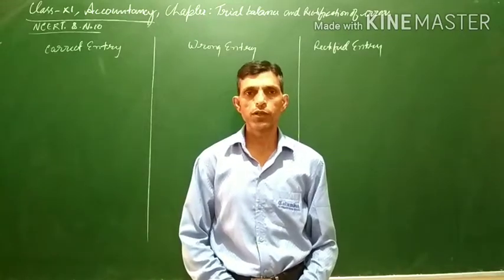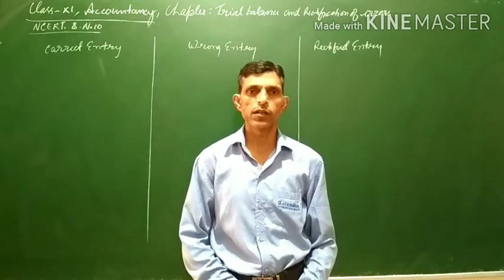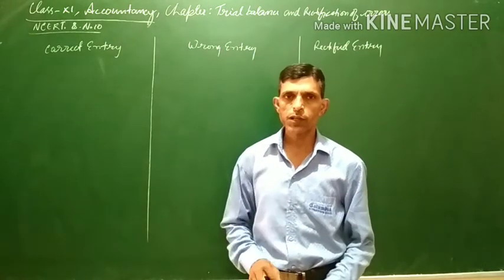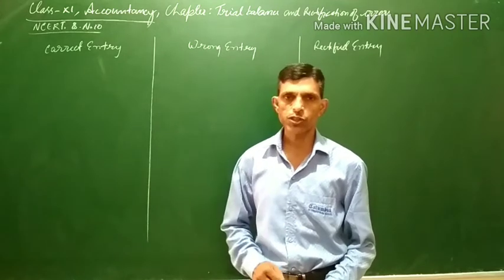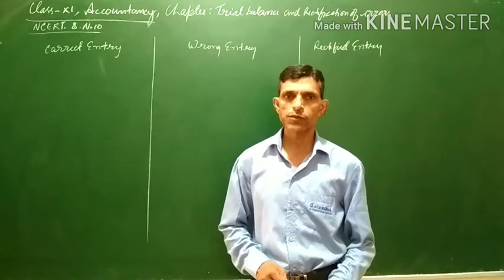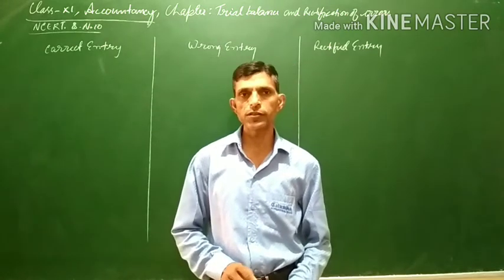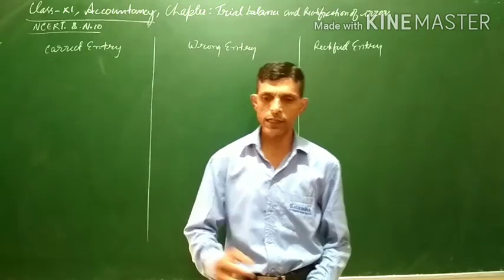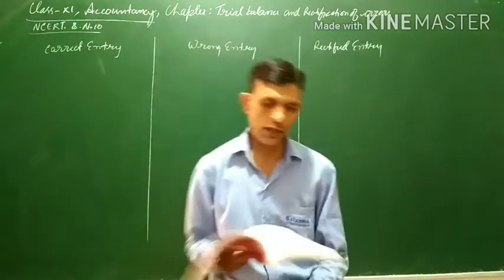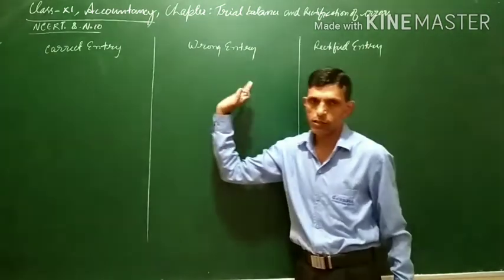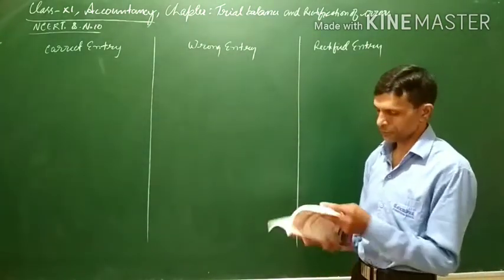In this video, we will do some more questions on the chapter trial balance and rectification of error. In this video, we will be doing question number 10 as well as one more question, question number 11, because in the earlier video we have done question number 7 and 8. Let us see the very first question. I have already drawn the three columns, that is correct entry, wrong entry and the rectified entry.